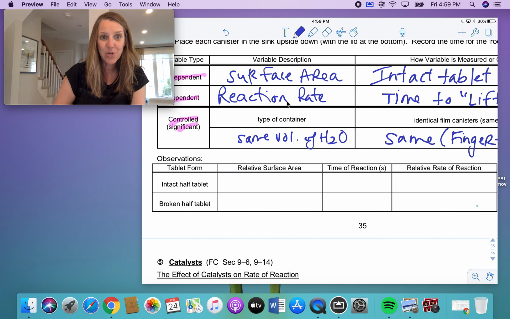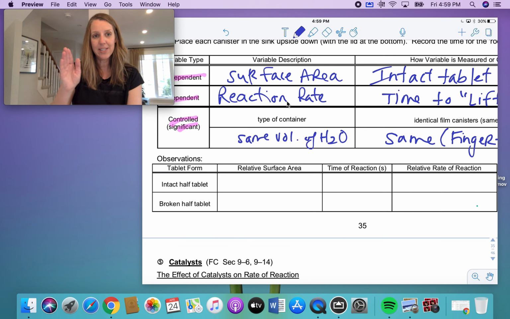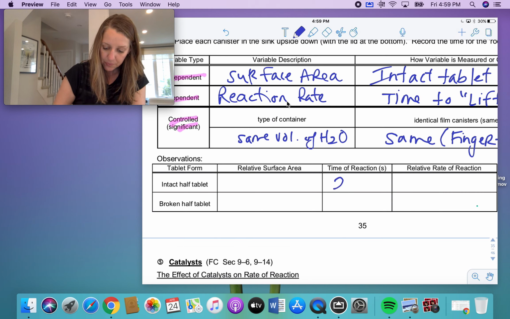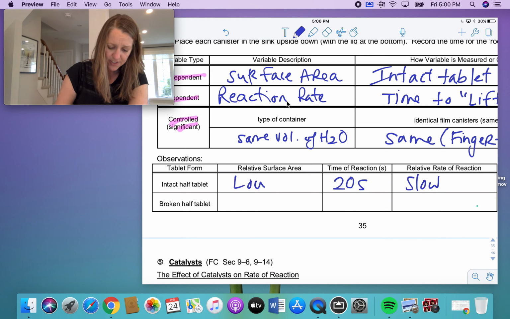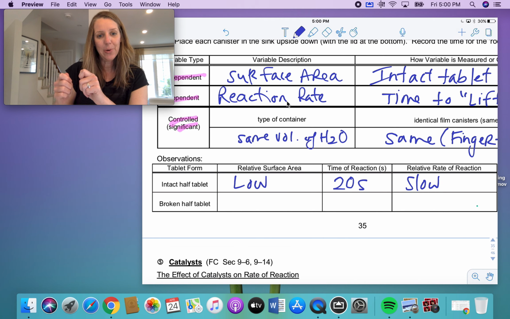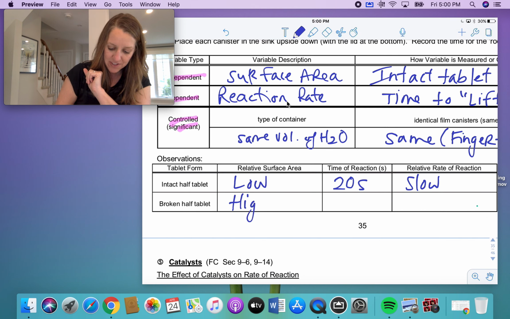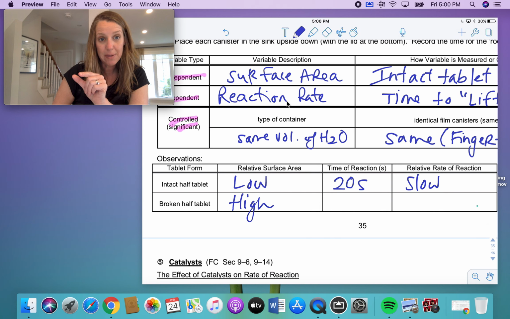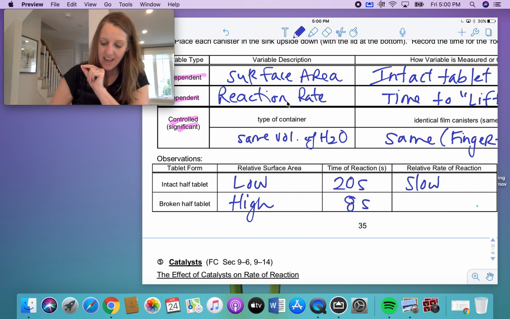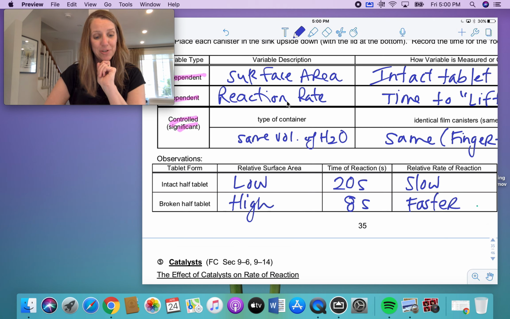So what did we get? Well, I didn't show you, I did write in the video what time it took for the reaction to take place. When we had our tablet that was intact and whole, the time it took was 20 seconds. So that's relatively slow. We have a low surface area for our intact tablet. And when we broke the other half of the tablet into tiny little pieces, then we have a high surface area. Our time it took for reaction is going to be less, and it was actually 8 seconds. And so our rate would be faster. Okay, and that's the observations you would take and make a conclusion based on how does the surface area affect the rate of a chemical reaction.